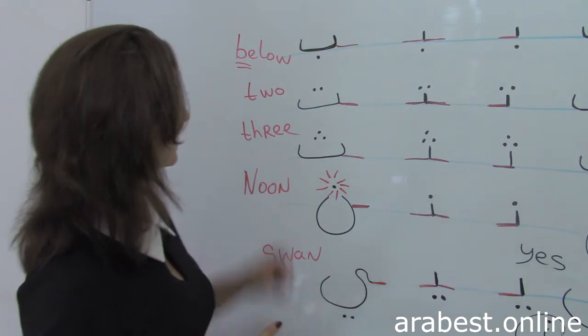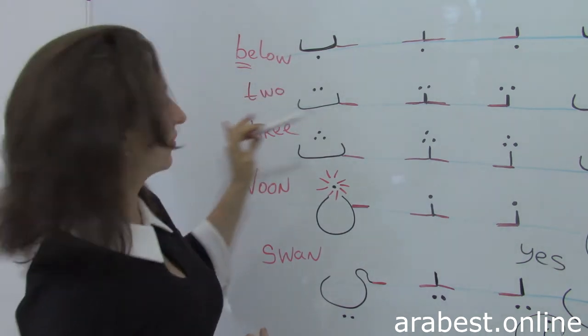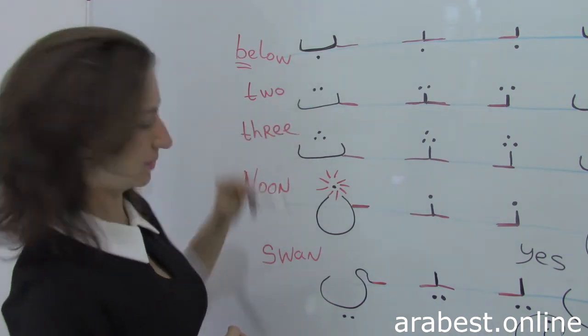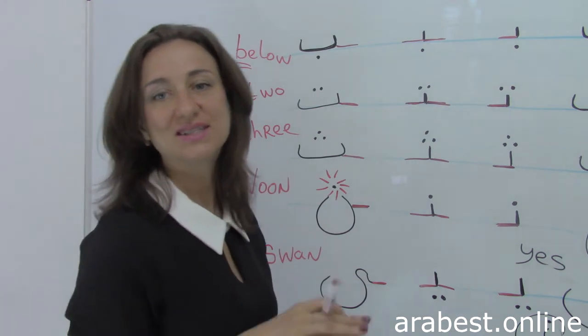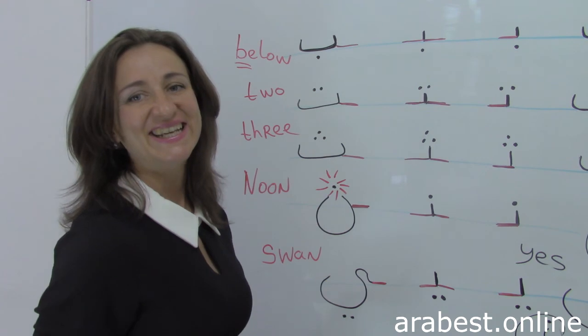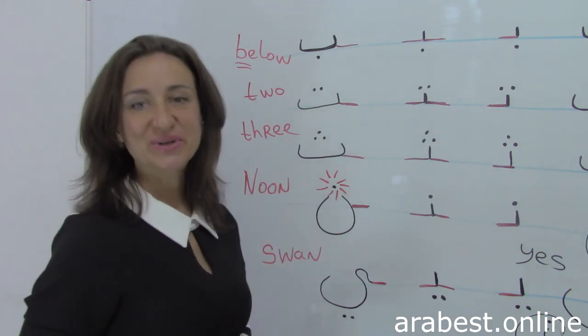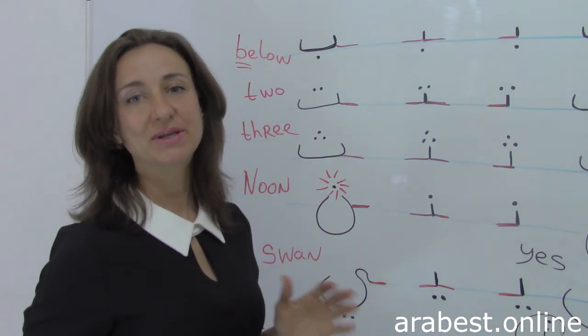So easy. Ba, the dot is below. Ta, two dots. Tha, three dots. Noon, the sun is up. Ya, with feet below, the feet under the water. Easy to remember. Enjoy it. And now we will have a little bit of practice.